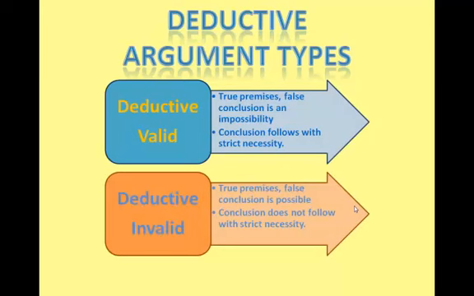When a structure is valid, there are true premises and the false conclusion is an impossibility. Conclusions follow with strict necessity. However, when the structure is faulty or invalid, true premises and false conclusion is possible. The conclusion, thus, does not follow with strict necessity.